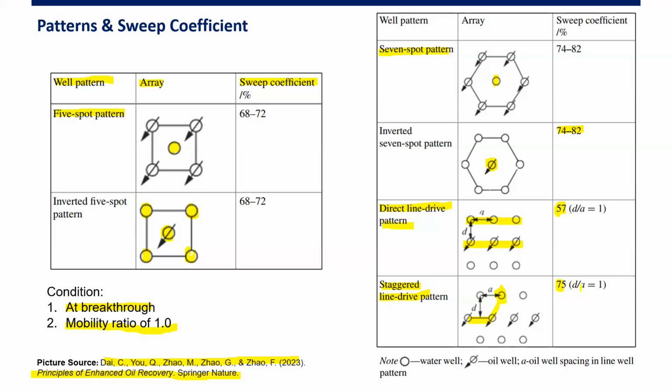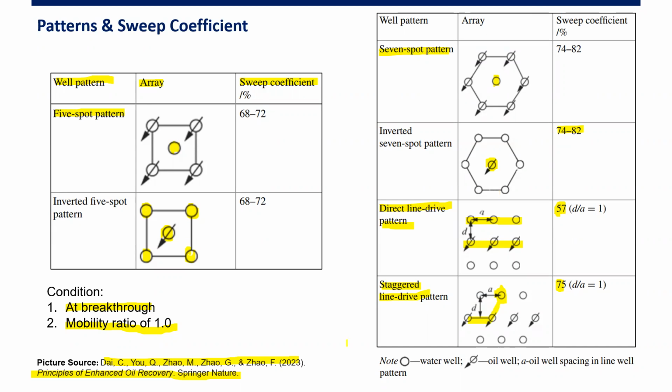If you have D divided by A greater than 1, meaning you have greater distance between the producer row and the injector row, you need to cut the sweep coefficient further because now you have less performance, right? This is not as good as compared to if you have D divided by A of unity.